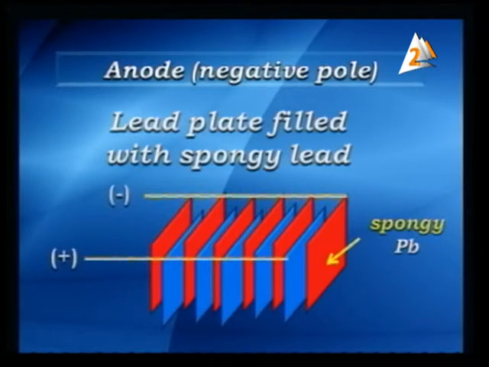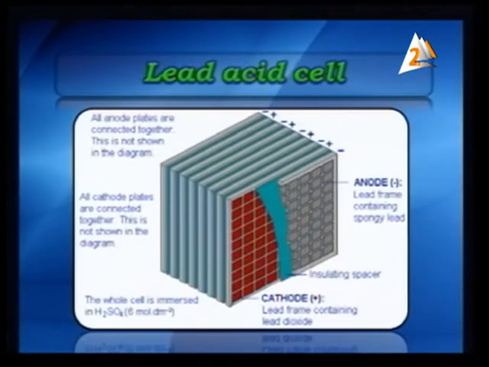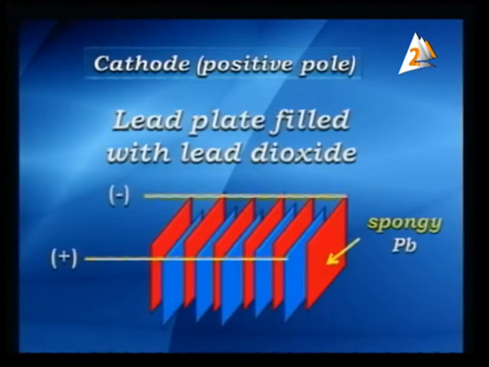This is not shown in this diagram also, but we have what? We have the anode, the negative lead frame containing spongy lead. Also, we have an insulating spacer. Then we have the cathode, it means the positive lead frame containing lead oxide.